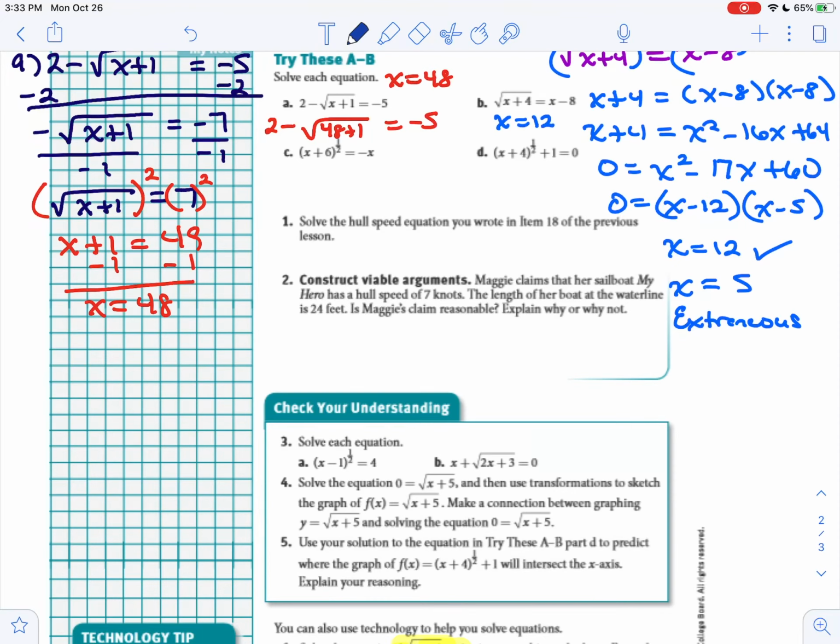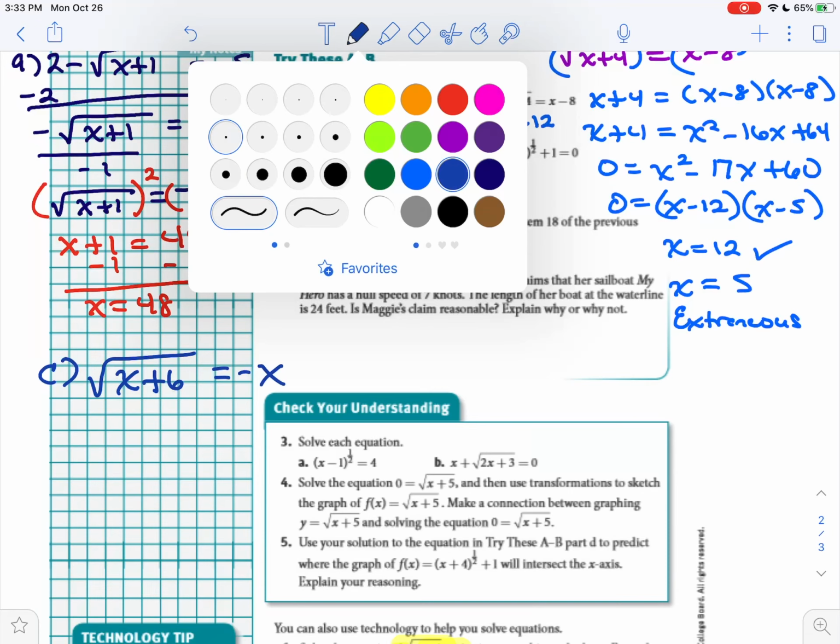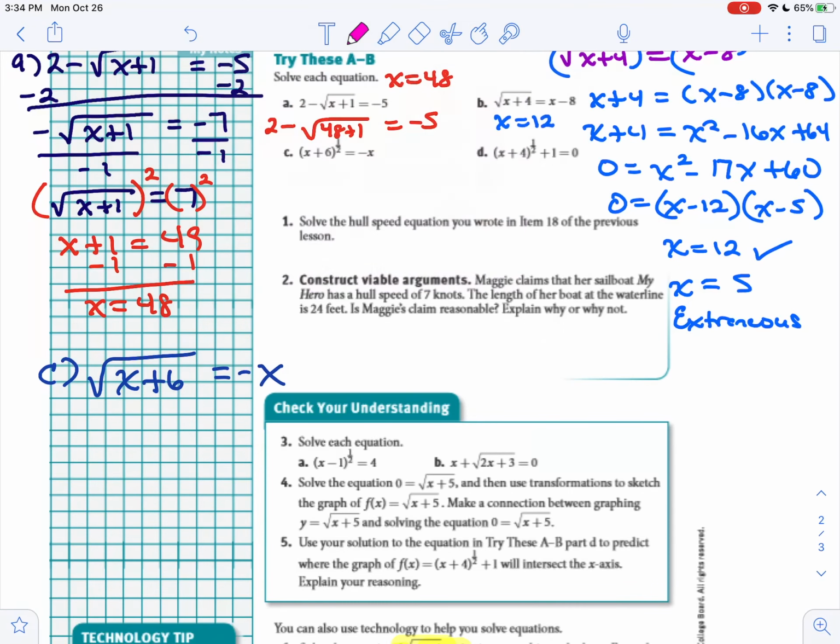Okay, we'll try one more. We're going to try part C. With part C, we have the square root of x plus 6. And I like to write that as an actual square root. I'm going to put it in a root instead of a 1/2 power. It means the same thing, but I like to see it in that form. So now I can actually square both sides, which will leave us with x plus 6 equals x squared. It's another quadratic.